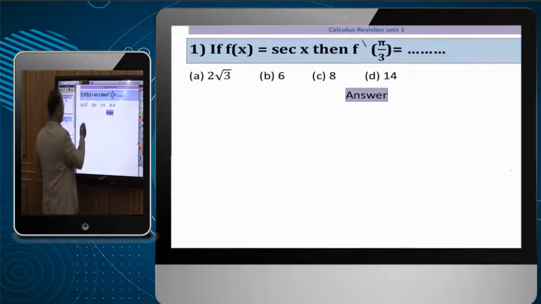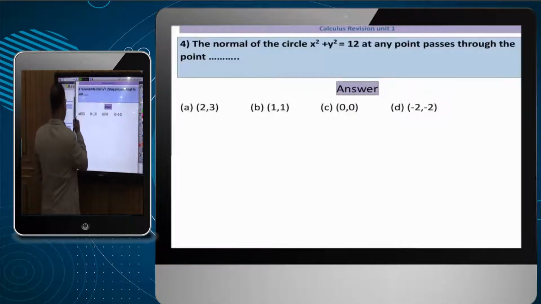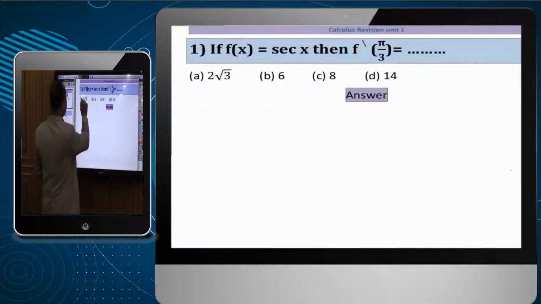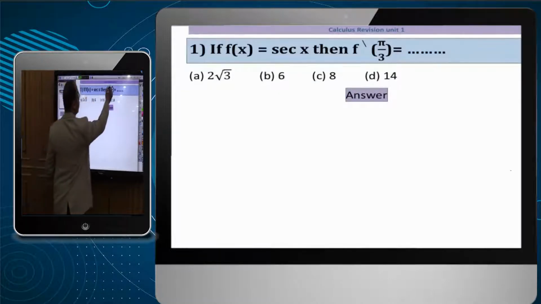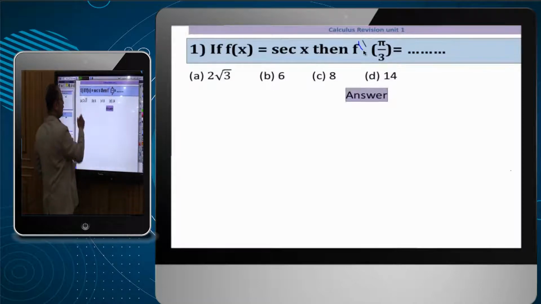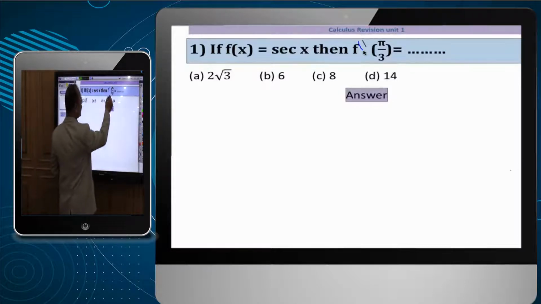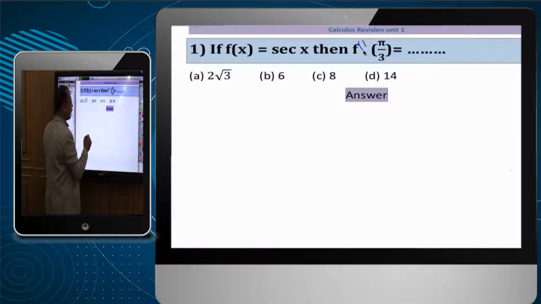First, the plan is to find f double dash. To find first f dash, then f double dash, plus we will find f double dash of pi over 3 by substituting pi over 3 instead of x.